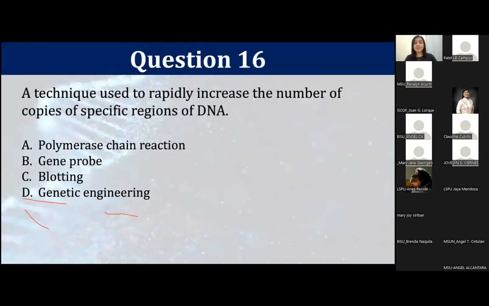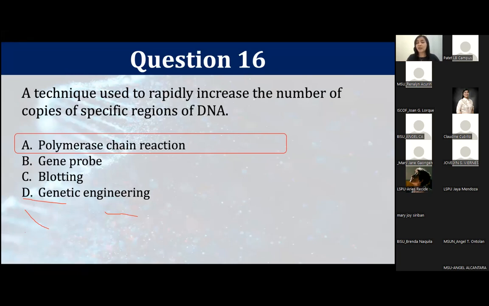Okay? Next question, second to the last question na ito. A technique used to rapidly increase the number of copies of specific regions of DNA. Is it A, polymerase chain reaction, B, gene probe, C, blotting, D, genetic engineering? What is the answer? Yeah, may sumagot, prevention is better than cure. Tama, tama. So you have to prevent the disease before it can spread. Okay, the correct answer is, very good, kayo lahat, polymerase chain reaction.